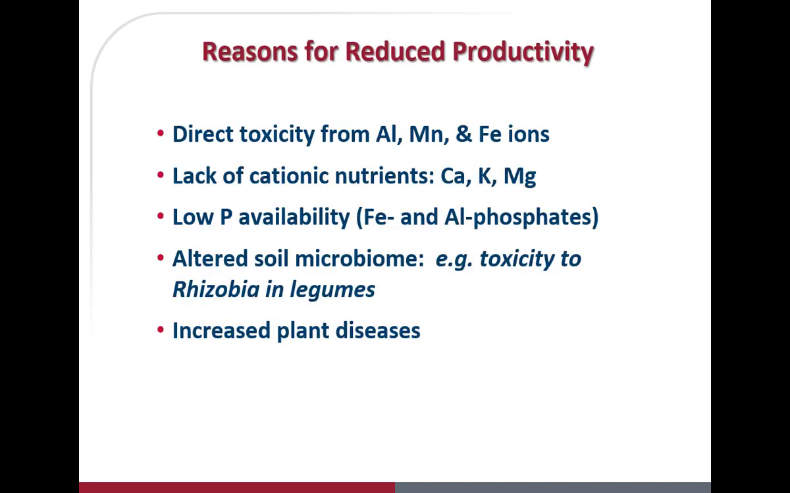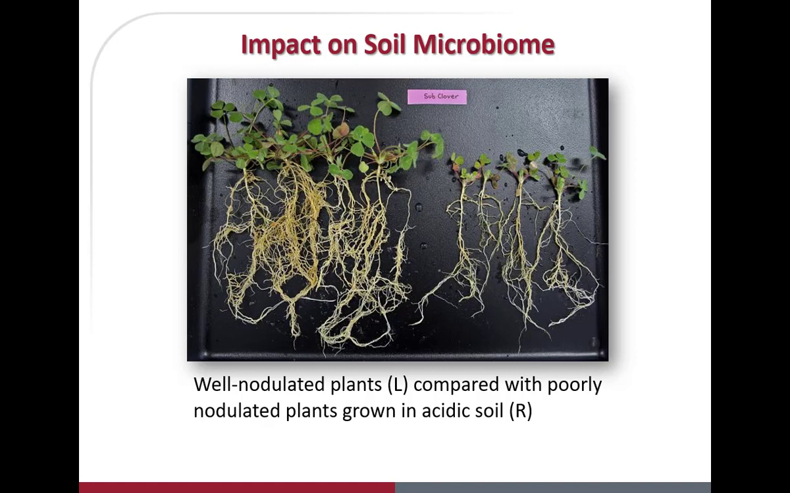So what are the reasons for reduced productivity in these low pH soils? One can be direct toxicity from various elements in the soil, lack of cationic nutrients, loss in bases, low phosphorus availability, altered soil microbiome. Tim Pollitt talked about that this morning. One especially is toxicity to the rhizobia that form galls, nodules. And then my job today is to talk about plant diseases and the impact of soil pH on plant diseases.